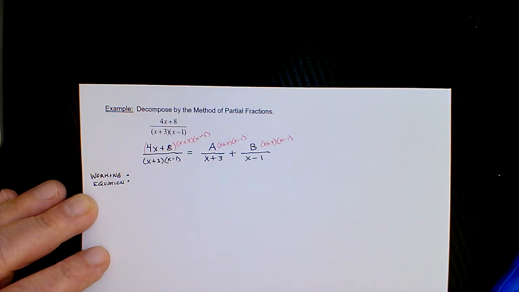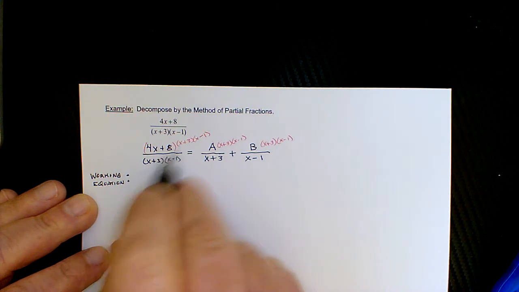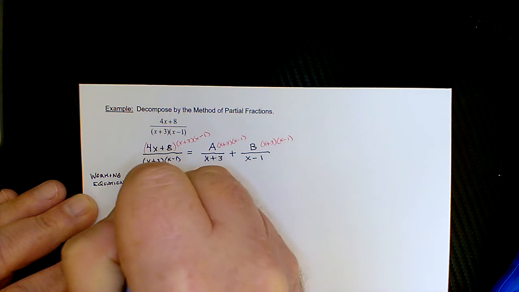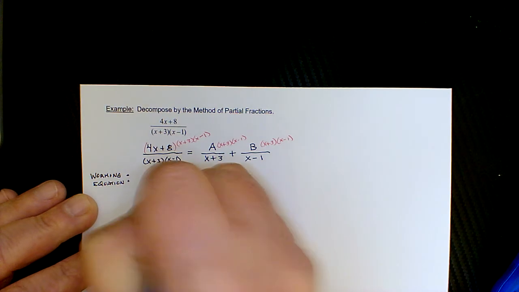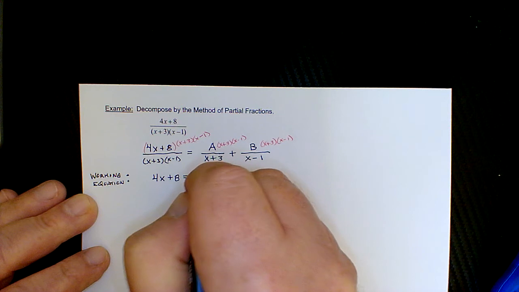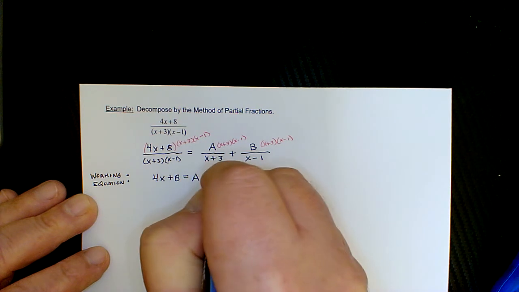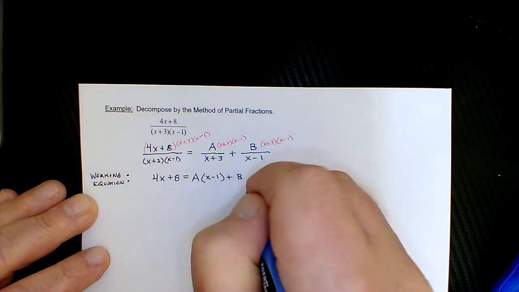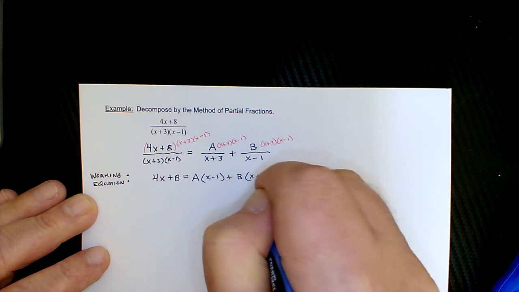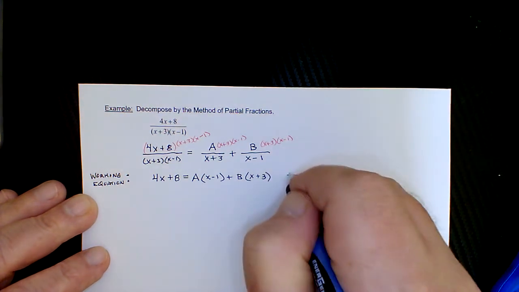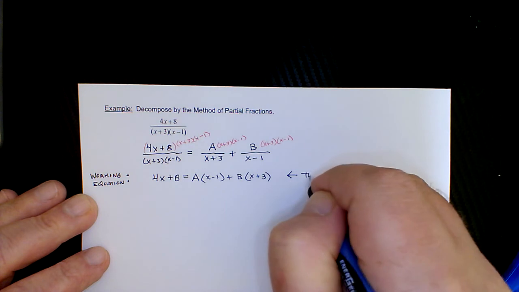And so on the left-hand side, the x plus 3's and the x minus 1's cancel. So we just get 4x plus 8. And it's equal to A times, the x plus 3's cancel, so A times x minus 1. And then plus B times, similarly, the x minus 1's cancel. So B times the quantity x plus 3. So now we have to solve for the constants.